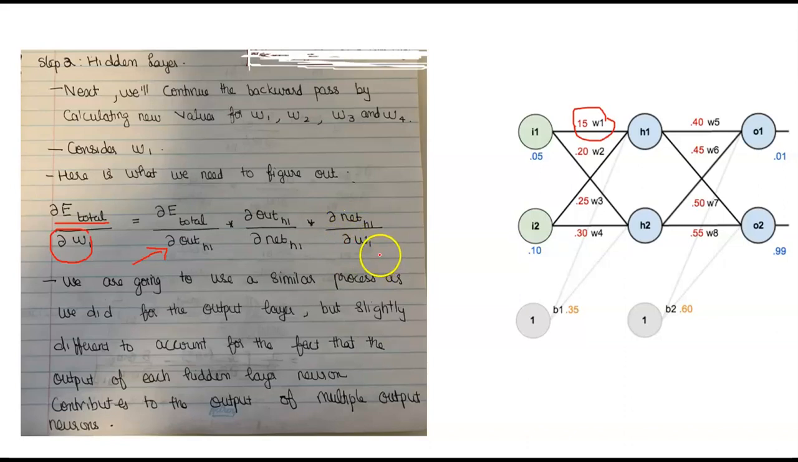So we will pick each of these components separately, find what those values are, and finally multiply them with each other to get our partial derivative, dou E total by dou W1. Let's get started with the first component of the formula, which is dou E total divided by dou out H1.